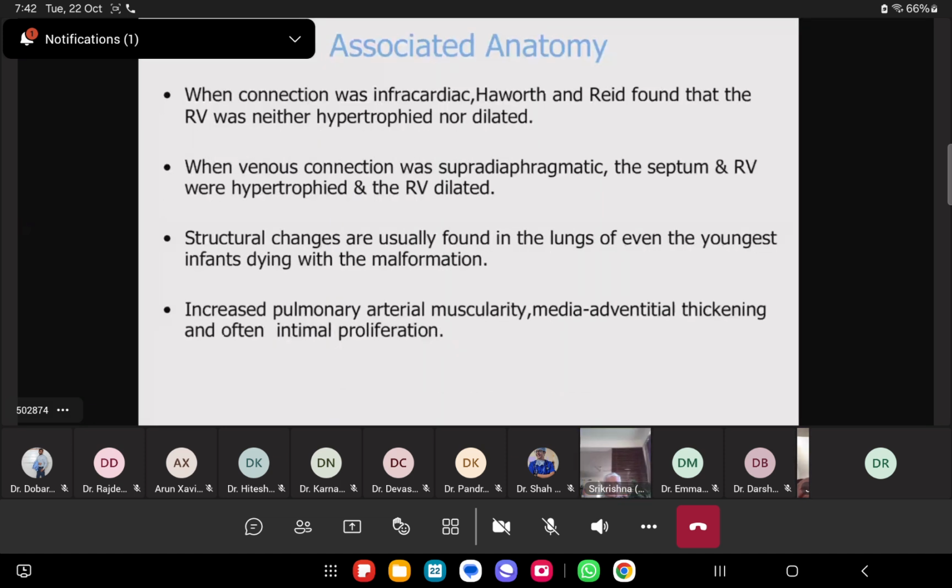When the connection was infracardiac, Howard and Reid found that the RV was neither hypertrophied nor dilated. When the venous connection was supradiaphragmatic, the septum and the RV were hypertrophied and the RV was dilated. Structural changes are usually found in the lungs of even the youngest infants dying with the malformation. There is increased pulmonary artery muscularity, medial thickening, and often intimal proliferation.